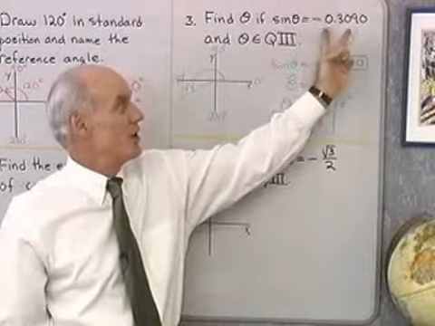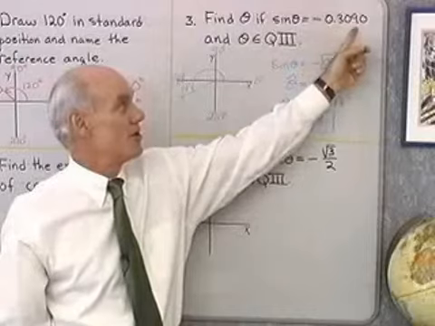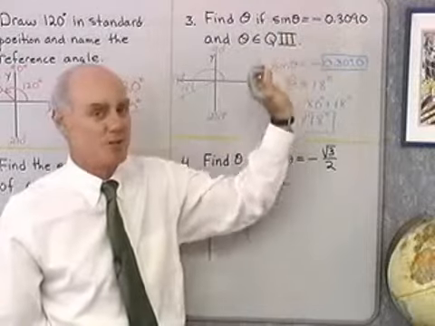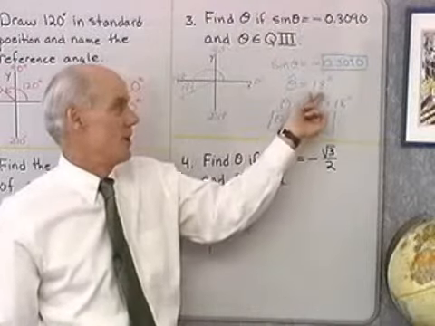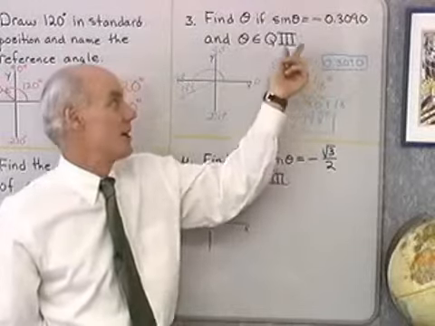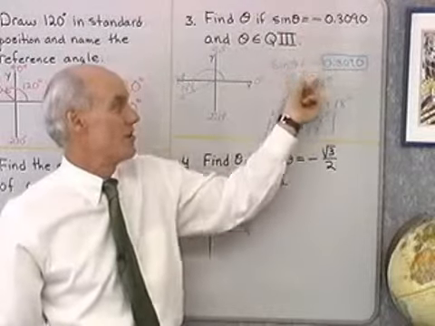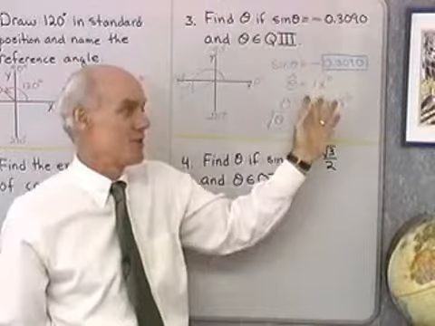If you just input negative 0.3090 on your calculator and press your inverse sine button, you won't get the correct answer. You'll end up with negative 18 degrees because of the restrictions on the inverse sine button in the calculator. So we have to do it this way.